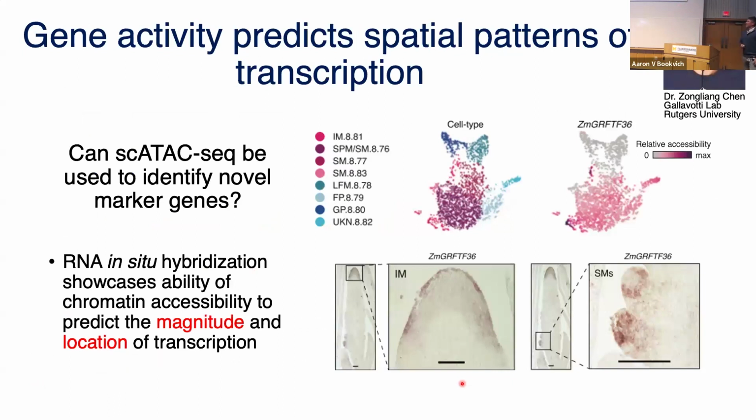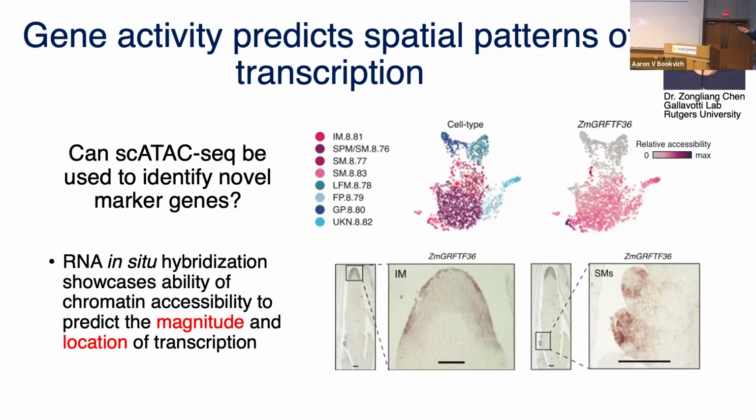All right, so it's great to be able to identify cell types, so we have to use it for something useful. One of the things we wanted to know right away is, first of all, how good are our annotations? And number two, can we make predictions on gene expression for genes that we have no idea what they do, what their expression profiles look like? So we teamed up with Dr. Andrea Gallavotti's lab at Rutgers, along with Zhonglian Chen, who was very kind to do some RNA in situ hybridization for us. So we gave them a bunch of genes, just showing you one example here.